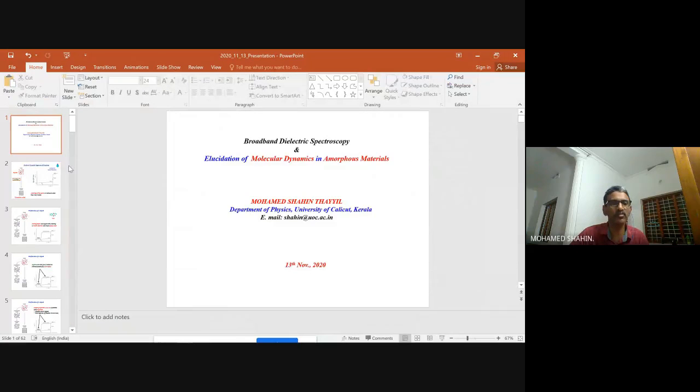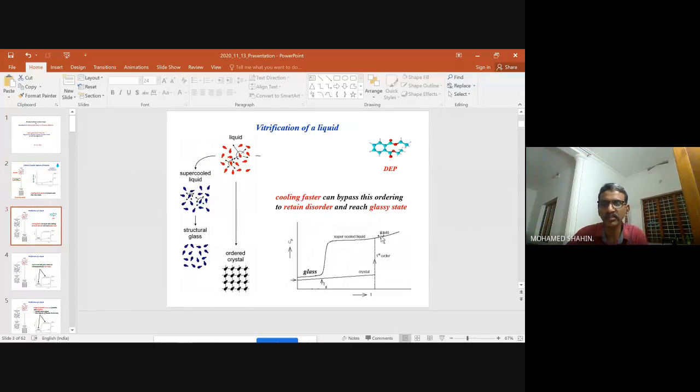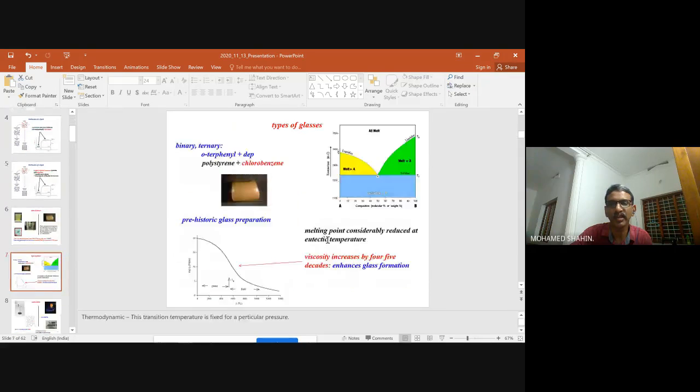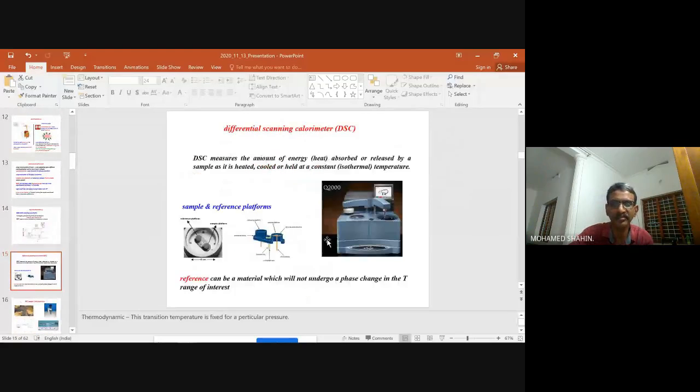I am repeating it several times just to have an idea. So we have a liquid and a crystalline system just shown below. If you bypass the crystallization, you will get supercooled liquid, and as you go ahead to lower temperature, you will get glass. And we have seen different glasses and their advantages.